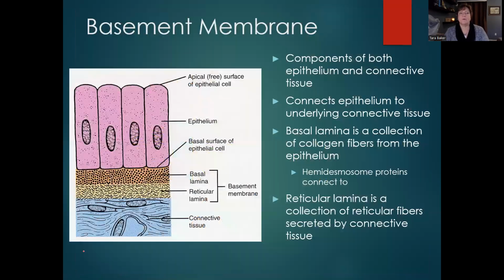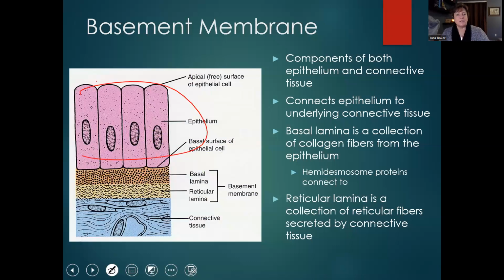The second characteristic we're going to talk about with tissues is the basement membrane. The basement membrane is going to be where the epithelial tissue connects to the connective tissue. So we have epithelial tissue on top and connective tissue on the bottom. Here in this picture, this is my epithelial tissue. This is my connective tissue.